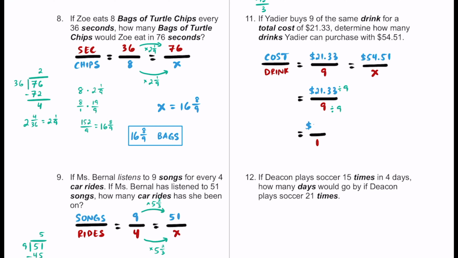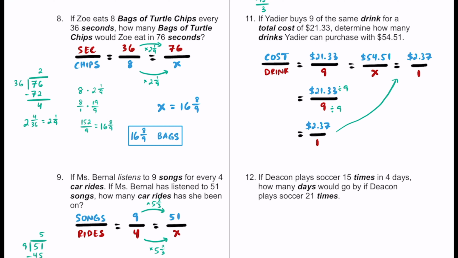So I'm going to say $2.37. That's for one drink. Then I think you're going to notice here that if you were to take this 54.51, instead of dividing it by 21.33, it would be a little bit easier to take this 54.51 and divide it by this $2.37. So if you use this instead, let's rewrite this, but I'm going to put this up next to this ratio because, again, these rates or ratios are all equivalent to each other.